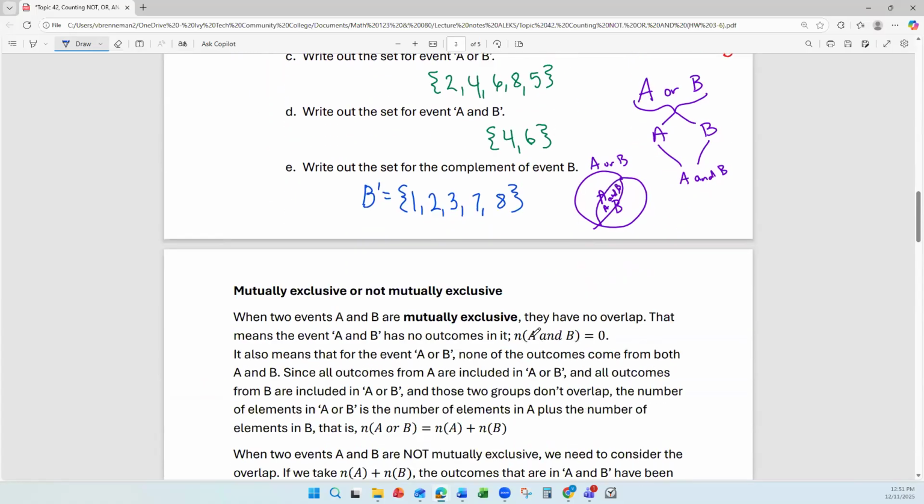So with or type events, we need to think about whether the events are mutually exclusive. If there's anything in A and B, then they are not mutually exclusive. They have an overlap. That's going to affect some of our counting processes. If there's nothing in A and B, then they're mutually exclusive. They're two completely separate sets. There's no overlap. Then if it's A or B, all of this is included, all of this is included, so you just add those up.